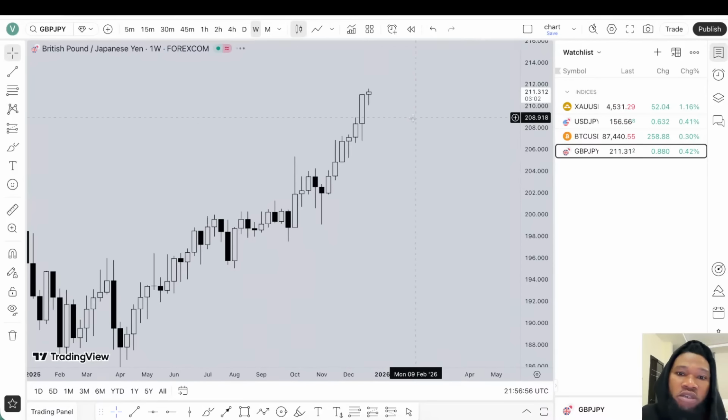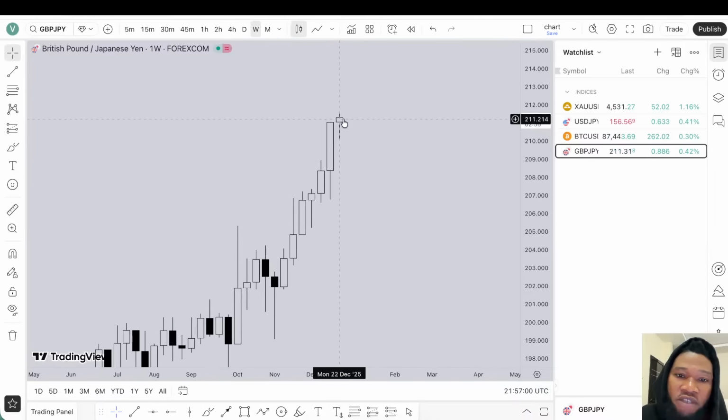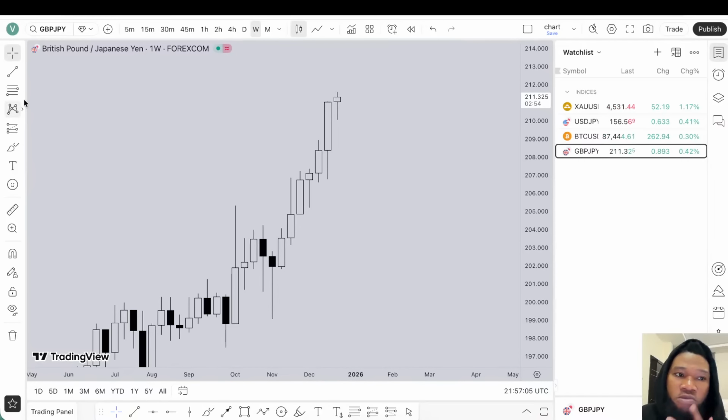Let's go to weekly, the more realistic one. So now that we have this market like this, where am I expecting this market to come to?